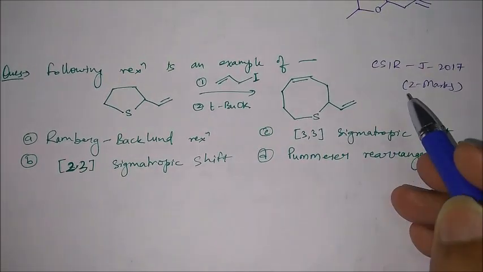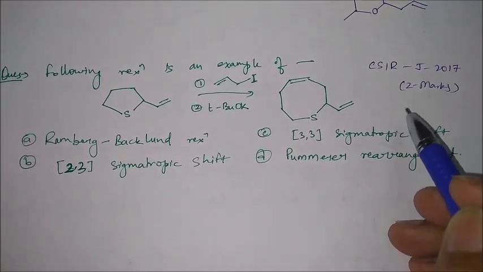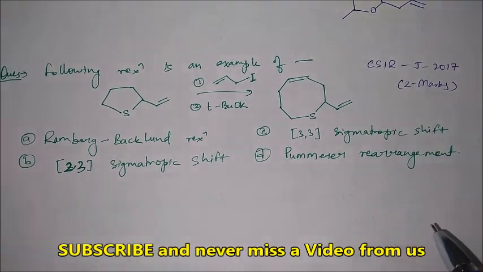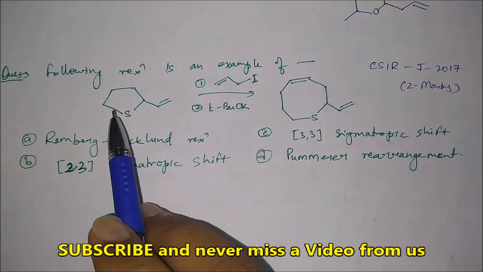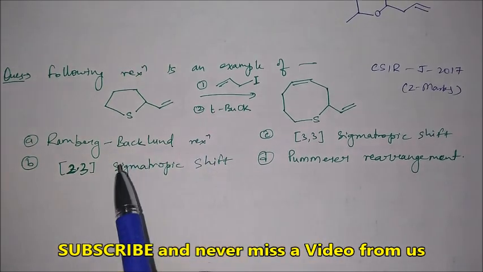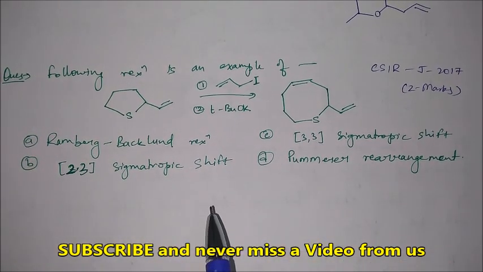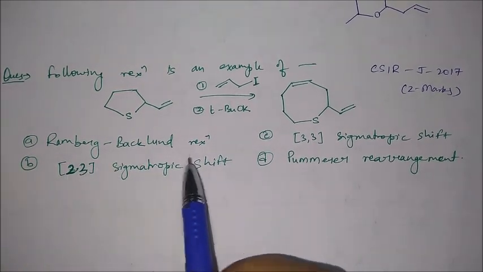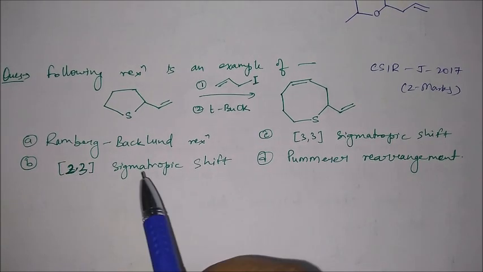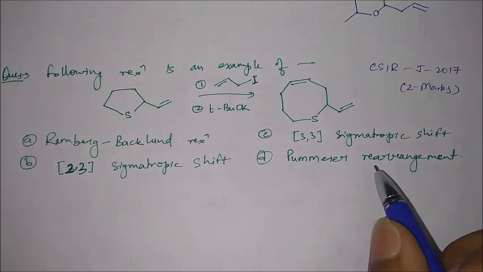Alright, so let's take this question from the CSIR June 2017 exam, and this question was asked for 2 marks. Okay, so let's solve this. So we have this reaction and we have to tell which of the following reactions it is undergoing. We have Ramberg-Backlund reaction, then 3,3 sigmatropic, 2,3 sigmatropic, or Pummerer rearrangement.